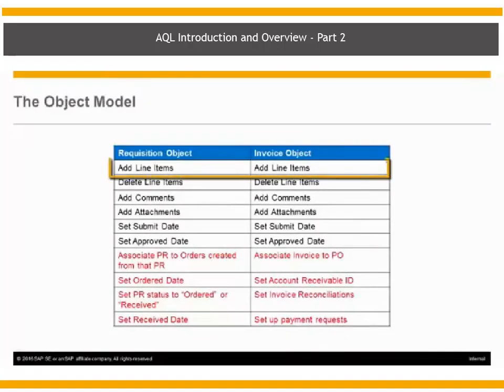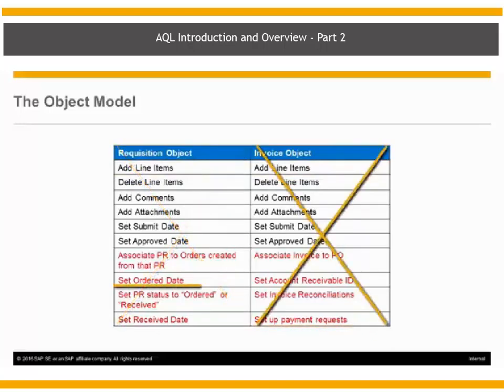Add line items is an example of a common behavior. You can add line items to a requisition, and you can add line items to an invoice. The add line items action is common to objects of both classes. However, we don't expect to set up payment requests on a requisition, nor do we set the order date on an invoice. Both actions are entirely different and they apply to unique entities. By looking at the commonalities and differences between classes, we can understand that they have been defined in class hierarchies. As we will explain a little later, hierarchies in the Ariba object model define how the applications operate.